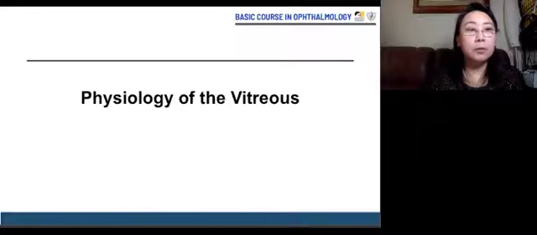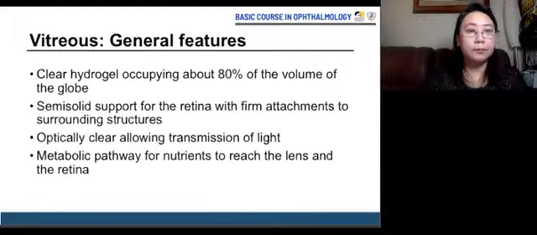So we now go to the vitreous. The vitreous is a clear hydrogel occupying about 80% of the volume of the globe. It provides semi-solid support for the retina with firm attachment to surrounding structures. It is optically clear, allowing transmission of light, and it has metabolic pathways for nutrients to reach the lens and the retina.